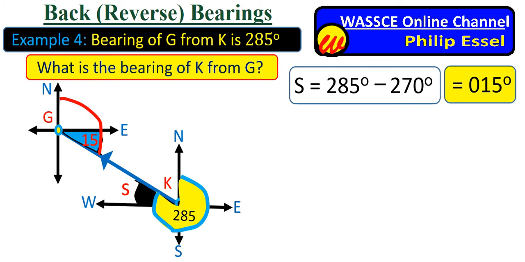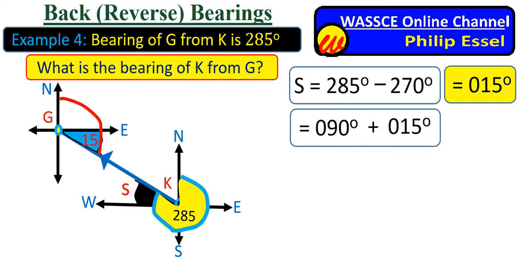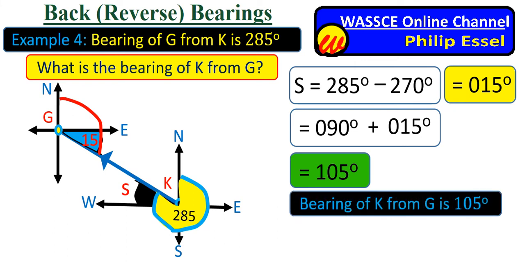To find this, we first need to move from the north pole to the east pole, which is 90 degrees. Then we'll move from the east pole to the blue line, which is 15 degrees. So what this means is that we would have to add the 90 degrees to the 15 degrees to get that bearing. When we add the 90 degrees to the 15 degrees, we would get 105 degrees. So the bearing of K from G is 105 degrees.